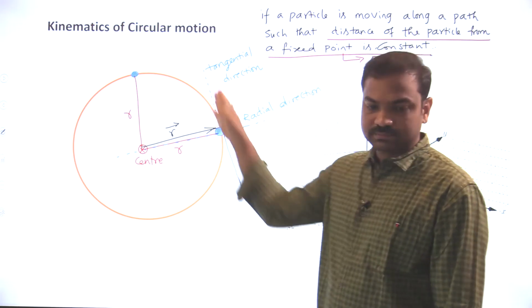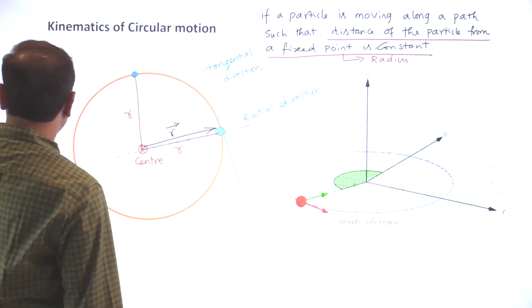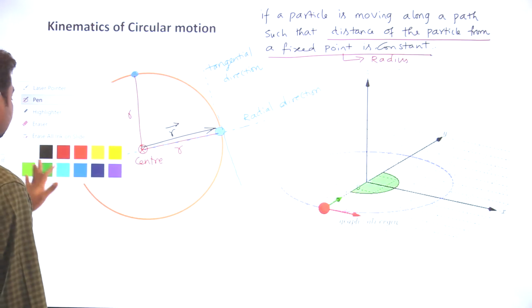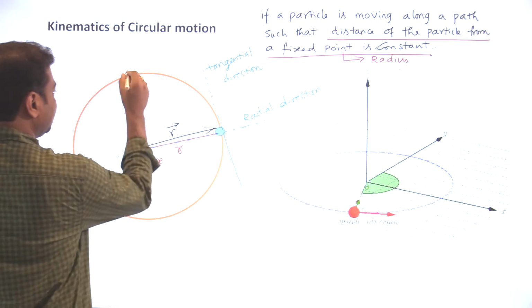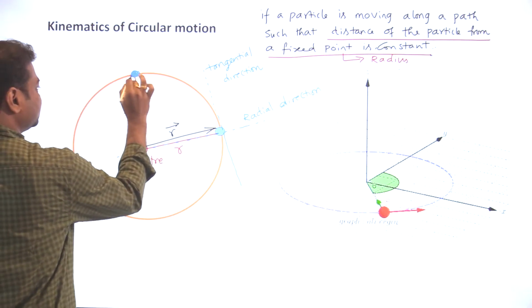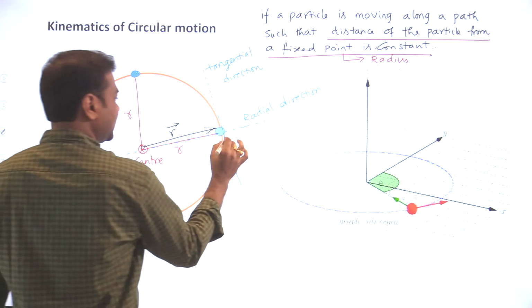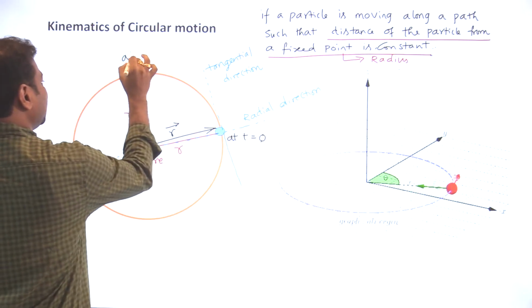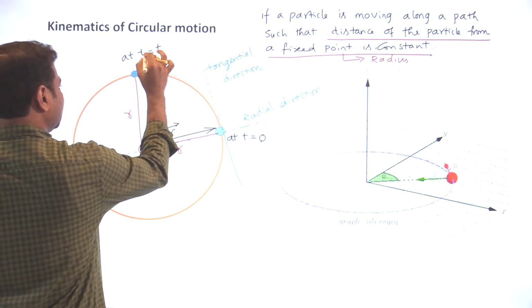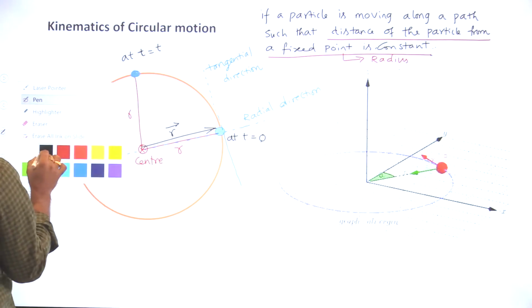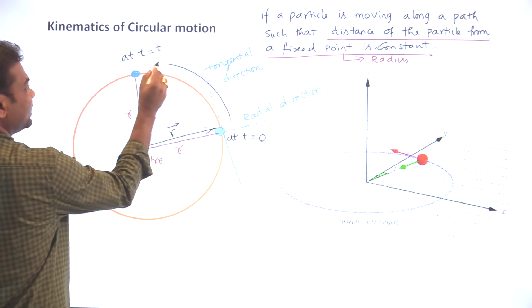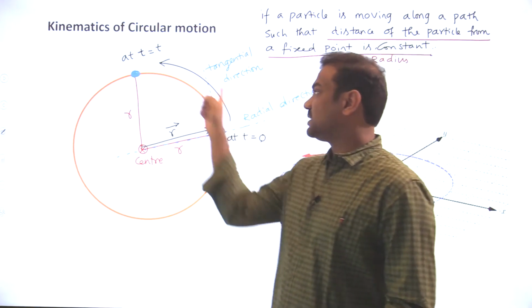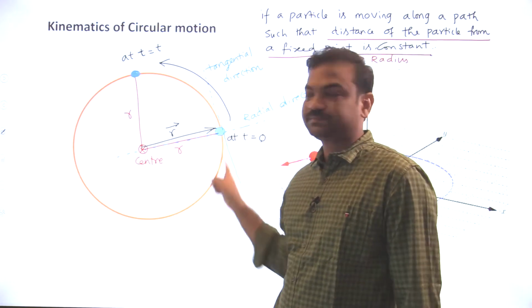So as the particle is moving, what happens to the radius vector? Suppose this is the particle now. Initially at time t equal to 0, the particle is here. Now at time t, the particle is here. It is moving. In what sense is it rotating? We call it the sense of rotation. The sense of rotation is anti-clockwise.